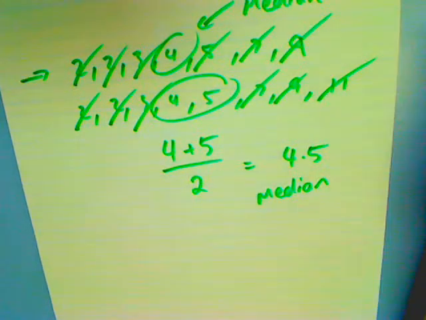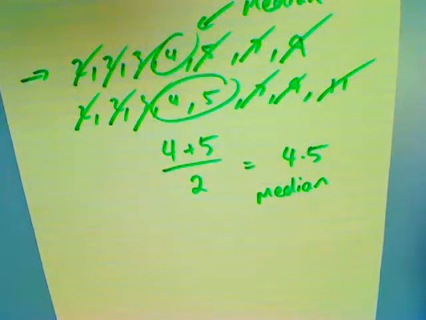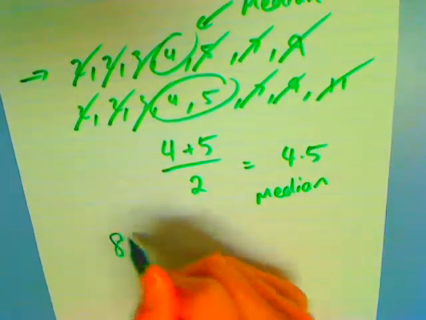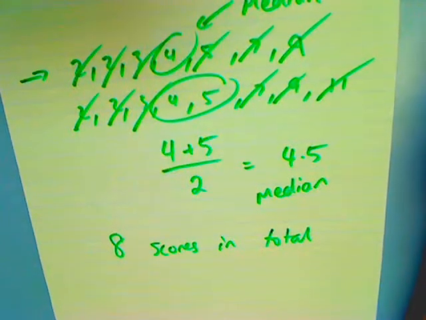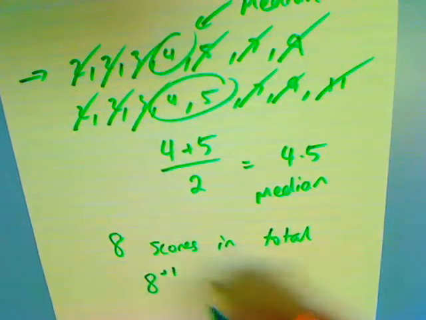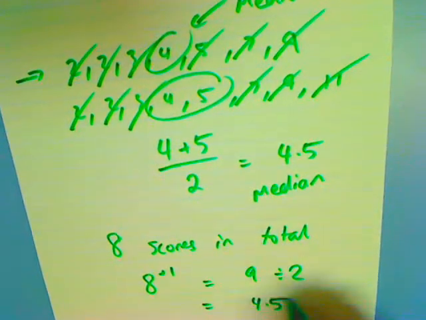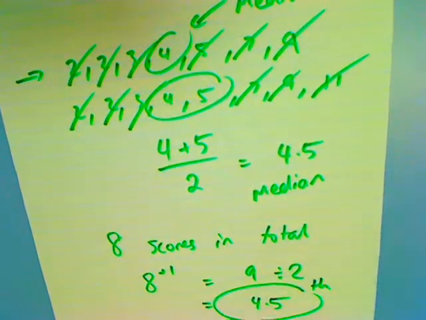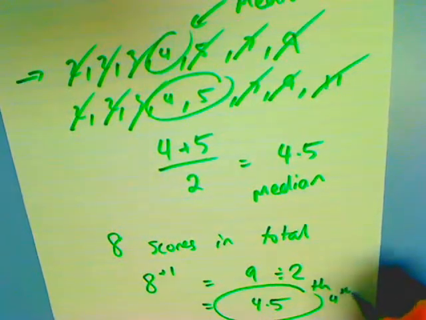A nice way that you might be able to do this if you have a lot is by considering that this has 1, 2, 3, 4, 5, 6, 7, 8. So there are 8 scores in total. So you're looking for halfway of the 8. Best way to do this is to start with the 8, add 1 on top, that gives you 9, and then divide it by 2. That means the median is going to be the 4.5 score. So you're actually going to be looking for something between the 4th and the 5th.